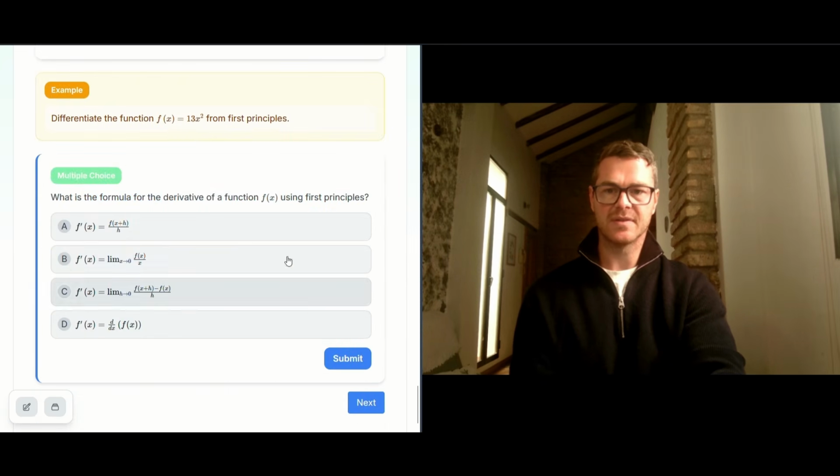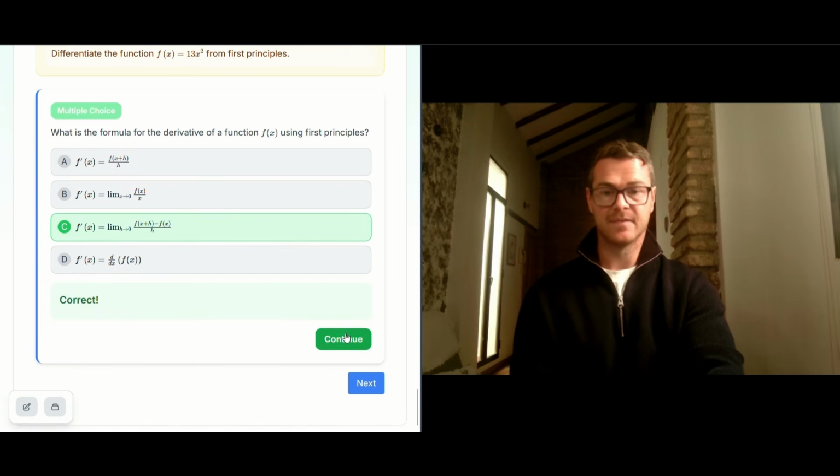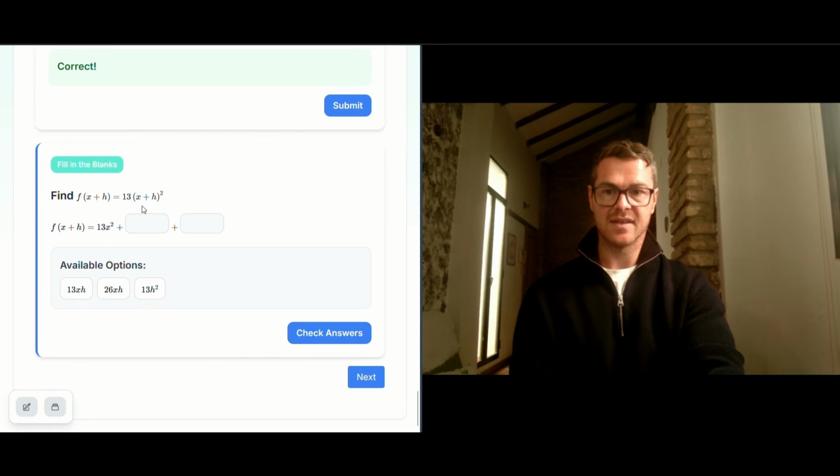Let's go through another example. So 13x squared from first principles. I know my answer is going to be 26x here, but write down the formula. That's going to get you marks on the day. I'm going to find out what f of x plus h is. So if I sub in x plus h into f of x, I have this.